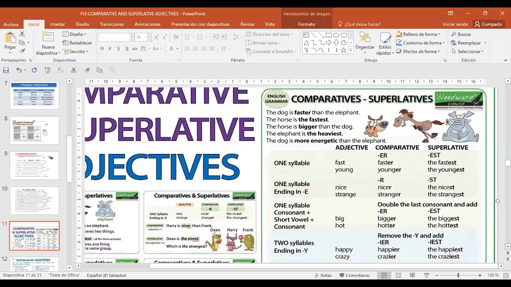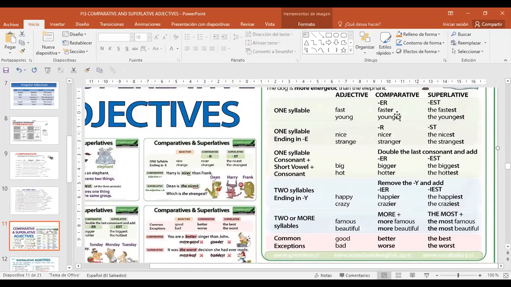So here we also have to follow some rules. When we do the comparative, we add ER. One syllable: fast, faster. Superlative, the fastest. Young, younger, the youngest. One syllable ending in E: nice, nicer, the nicest. Strange, stranger, the strangest in the superlative. One syllable consonant plus short vowel plus consonant, CVC: big, bigger, the biggest. Hot, hotter, the hottest. Two syllables ending in Y: happy, happier, the happiest. Crazy, crazier, the craziest.